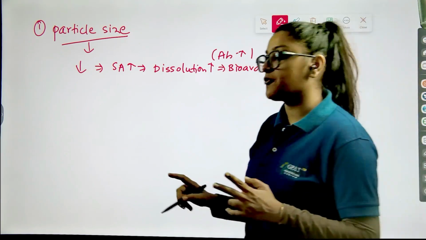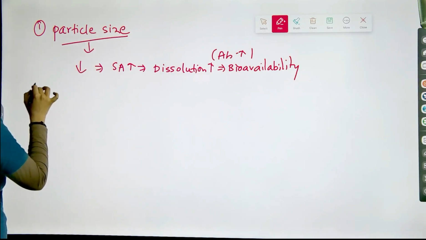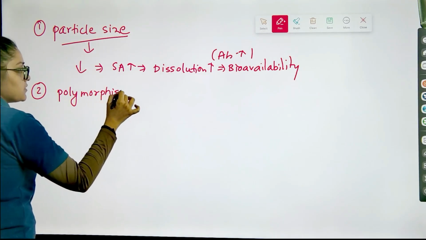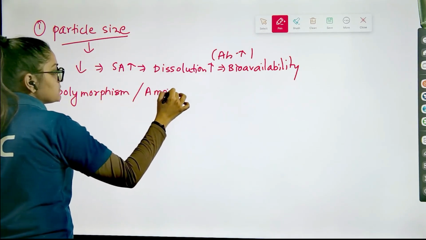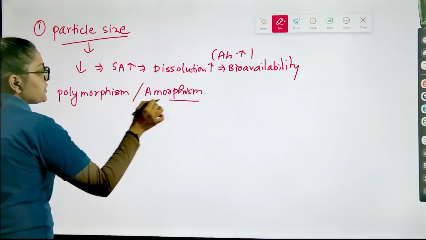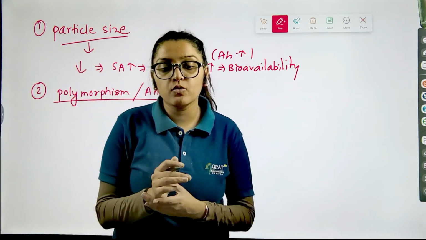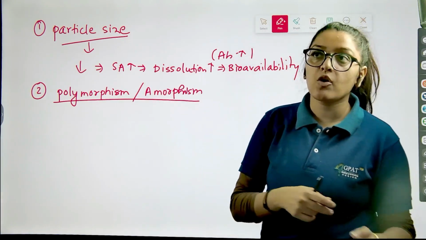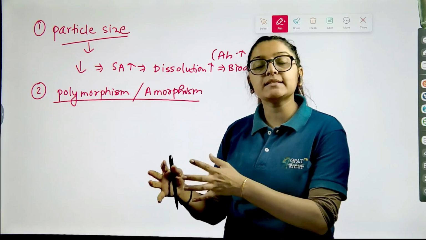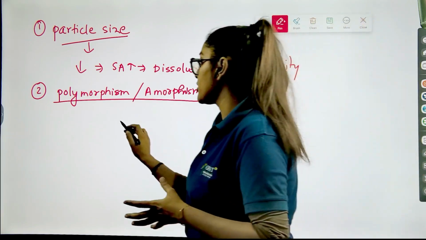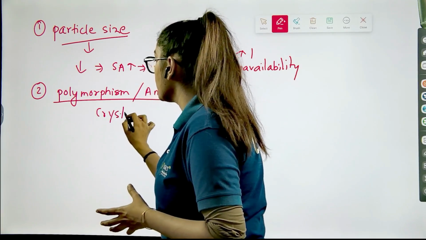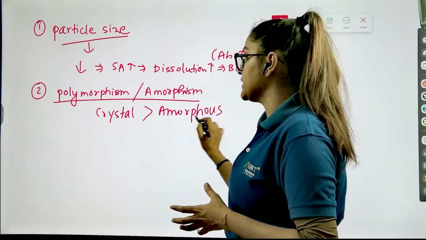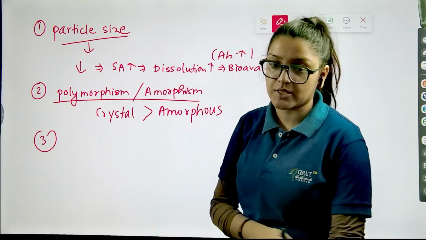Second will be your polymorphism or amorphism. We already know what polymorphism is, what crystal structures are, and what amorphism is. In crystal structures, based on the stability, the crystalline substances are more stable than the amorphous ones, right? Based on their lattice, the stability of the crystalline structure is even more.